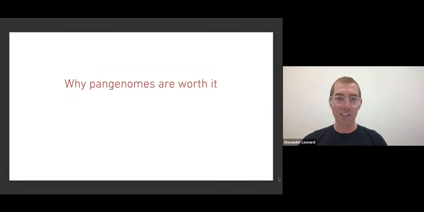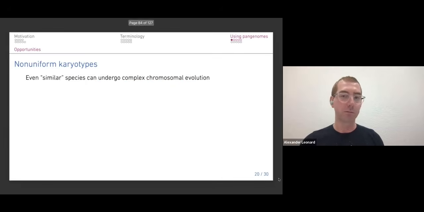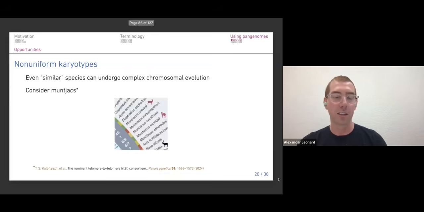And again, hopefully I haven't scared off everyone with all the detail on pangenomes. There is certainly a lot more lurking beneath the surface, but they are definitely worth exploring. And so if we consider something like a cross-species comparison, there can be a lot of complex chromosomal evolution. And so one example that I think is very interesting are these muntjacs.